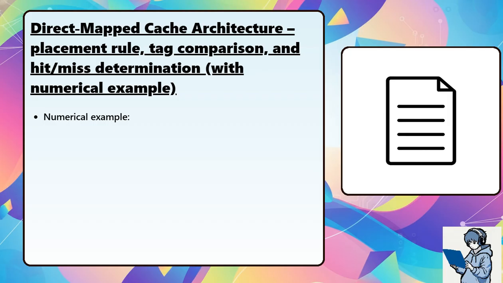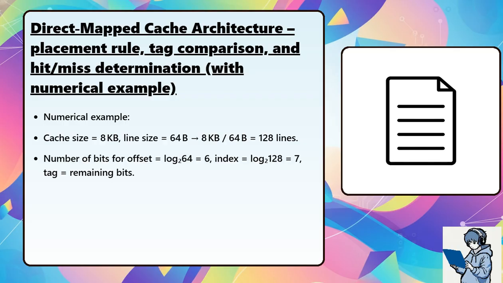Numerical example. Cache size equals 8 kilobytes. Line size equals 64 bytes. So 8 kilobytes divided by 64 bytes equals 128 lines. Number of bits for offset equals log base 2 of 64 equals 6. Index equals log base 2 of 128 equals 7. Tag equals the remaining bits.